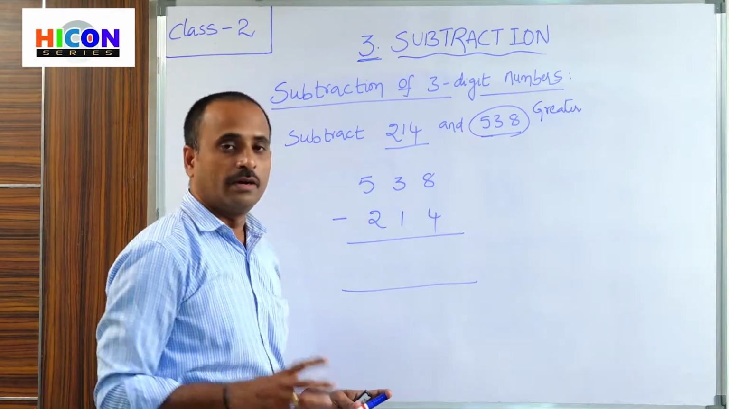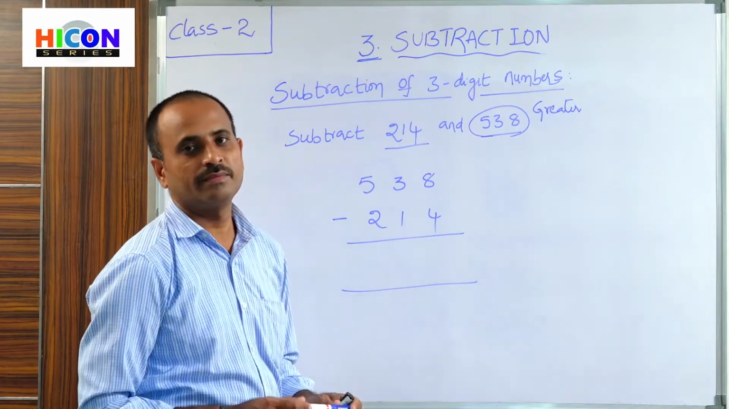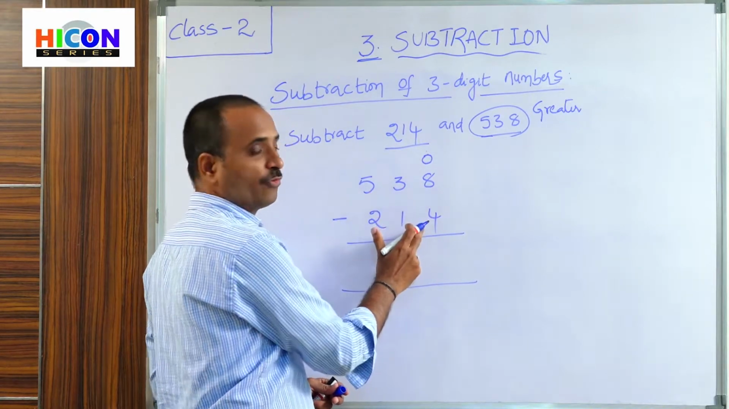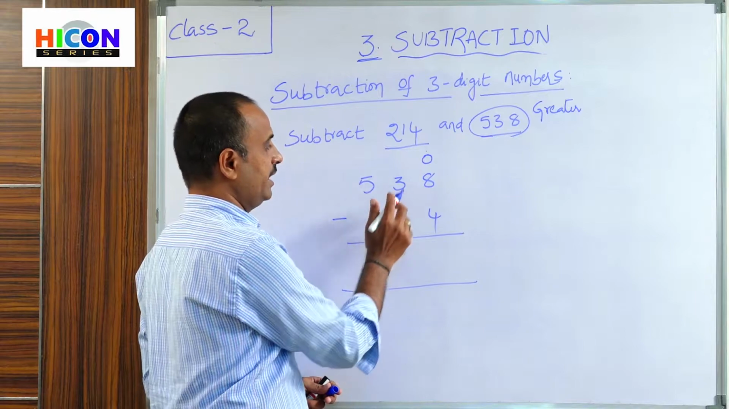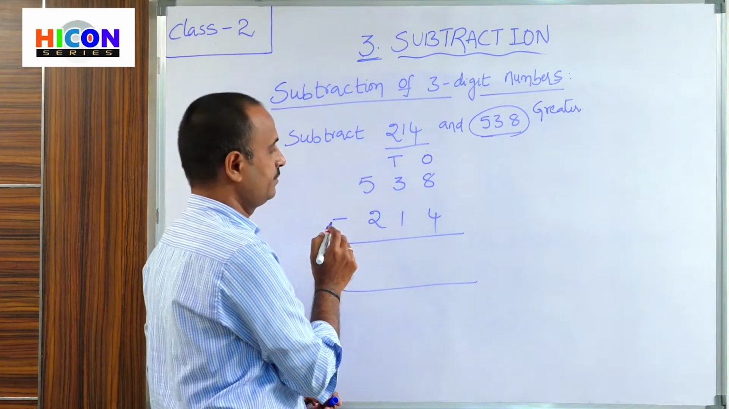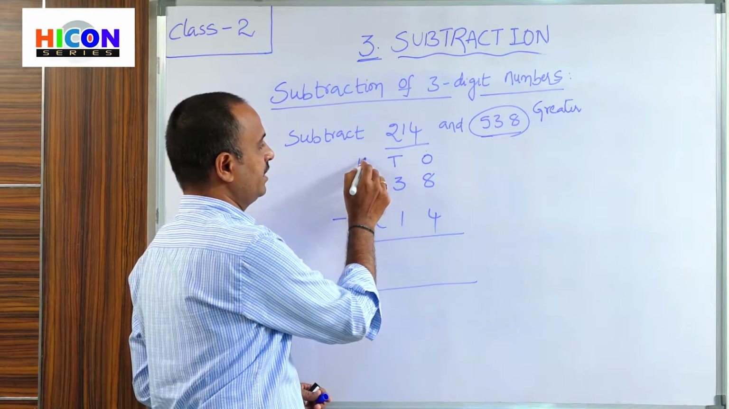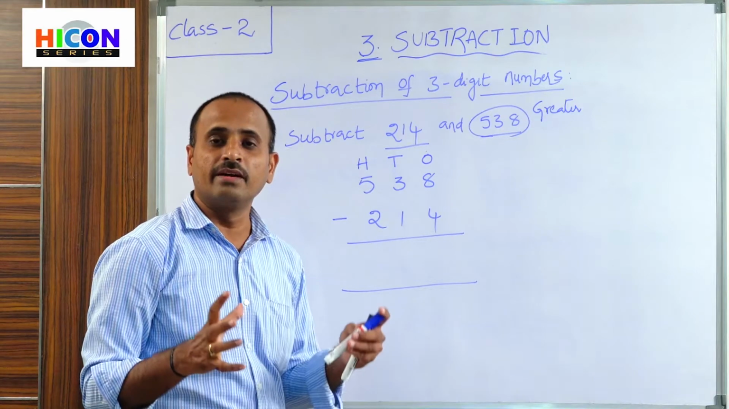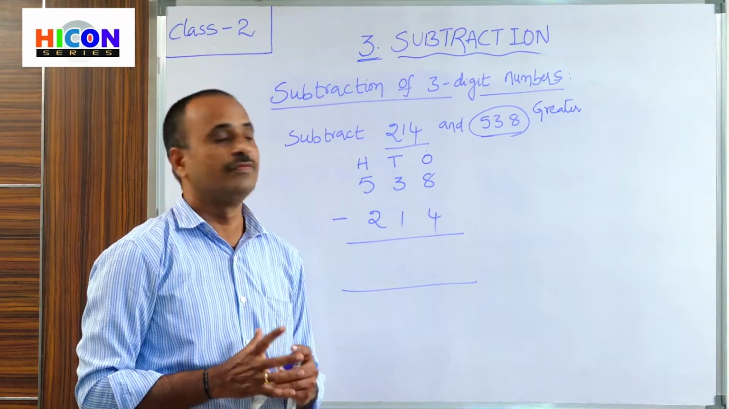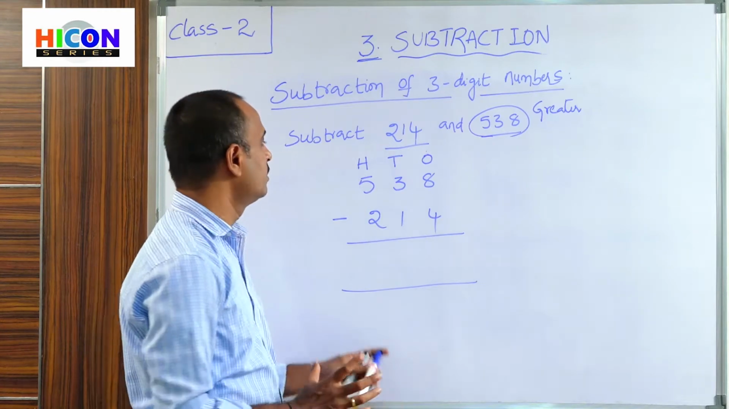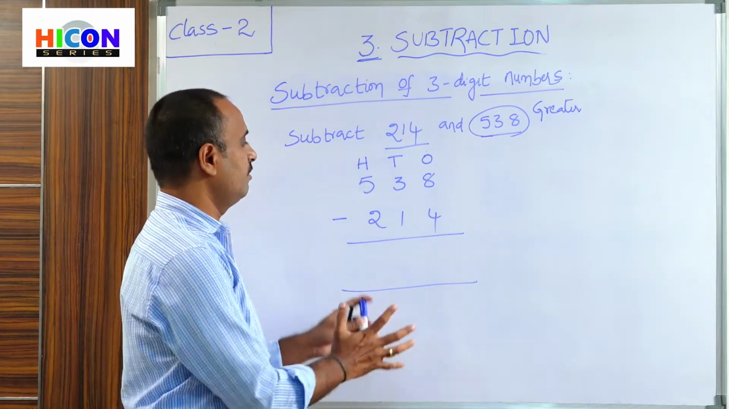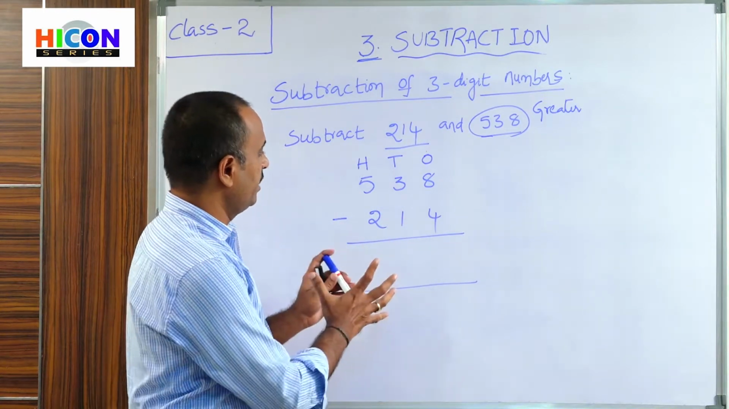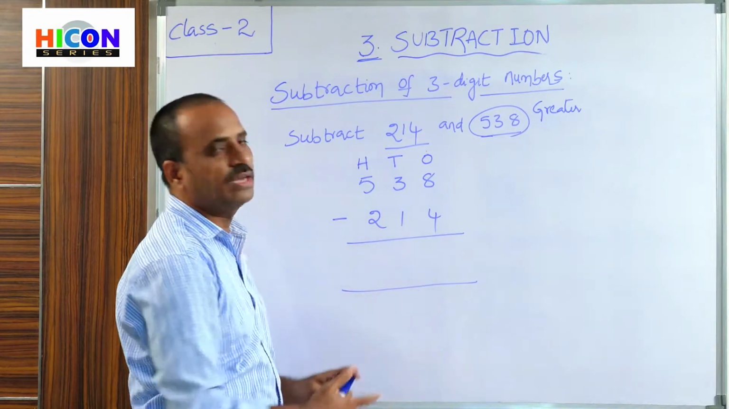Now write the places for each digit in the given number. This is the ones place. That means 8 and 4 are present in the ones place, 3 and 1 are present in the tens place, and 5 and 2 are present in the hundreds place. While writing the numbers below one another, we have to write the digits in their corresponding places. We should not change the places of digits. This is how to arrange the given numbers one below the other.